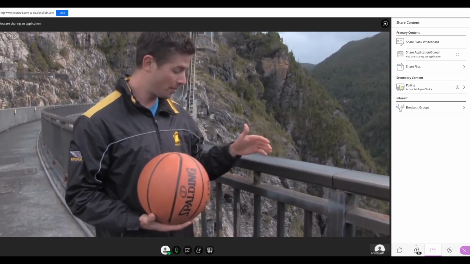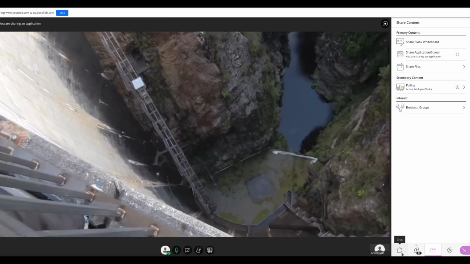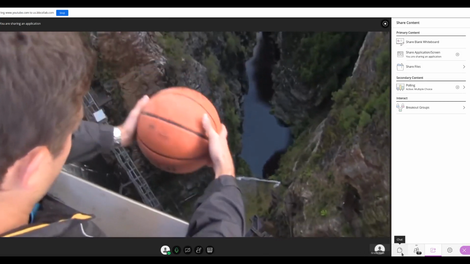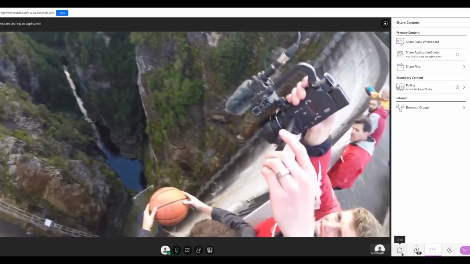We're here at the Gordon Dam, and what we're going to do is demonstrate from the very top the effect of spin on a ball. So we're going to get a basketball and drop it from 140 meters up, one without spin and one with spin, and see what happens. All right, you guys good down the bottom? Ready?